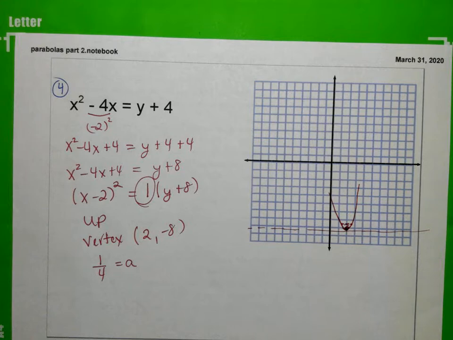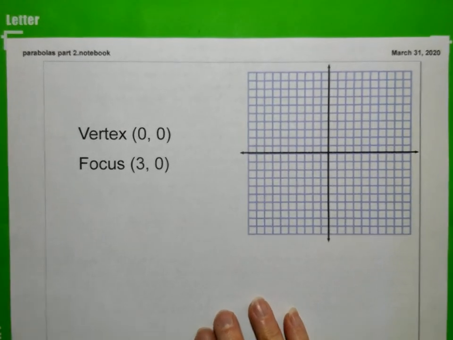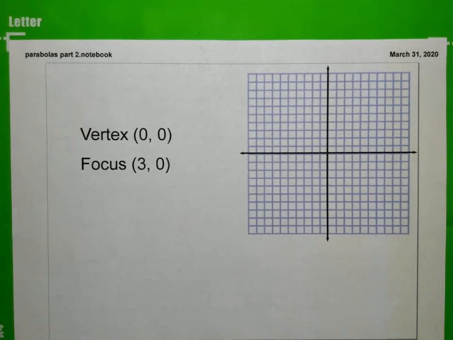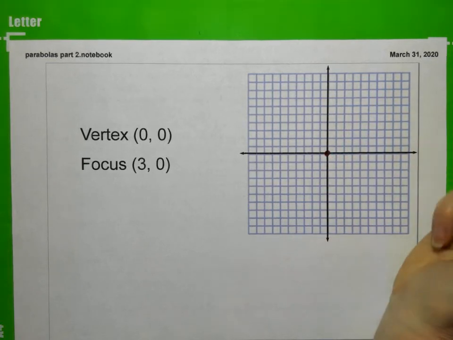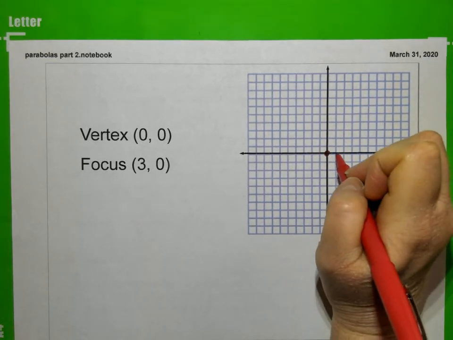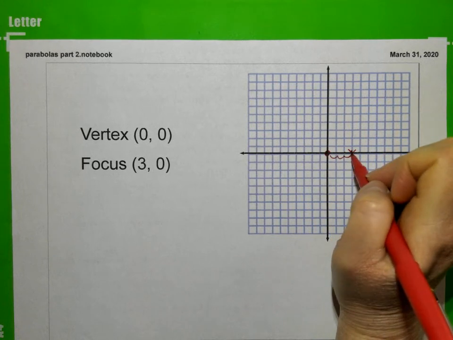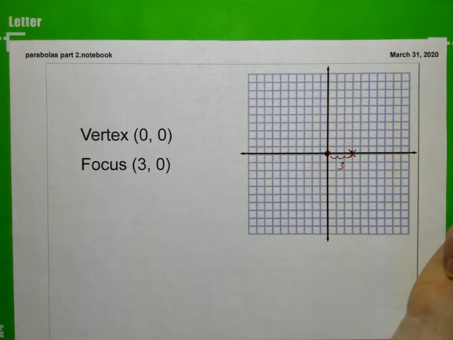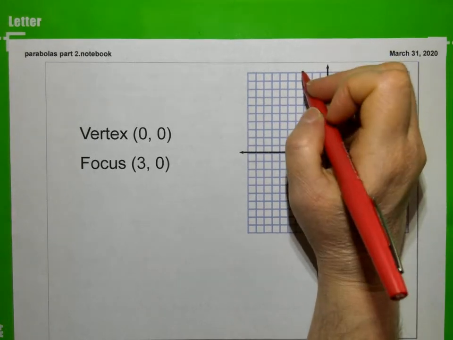Okay, let's look at one more kind of problem, and then we'll call it quits for the day. All right, and it looks like this. I know where the focus is, and I know where the vertex is. The vertex is at (0, 0), and the focus is at (3, 0). Now, if the focus is at 3, that means 3 units to the right. So 3 units to the left.